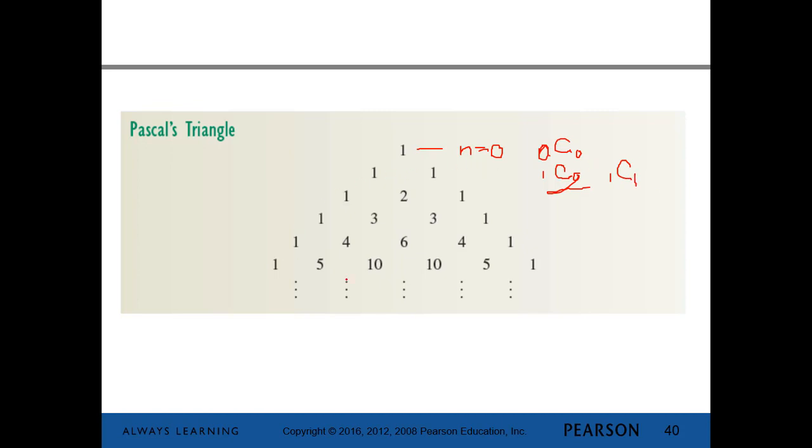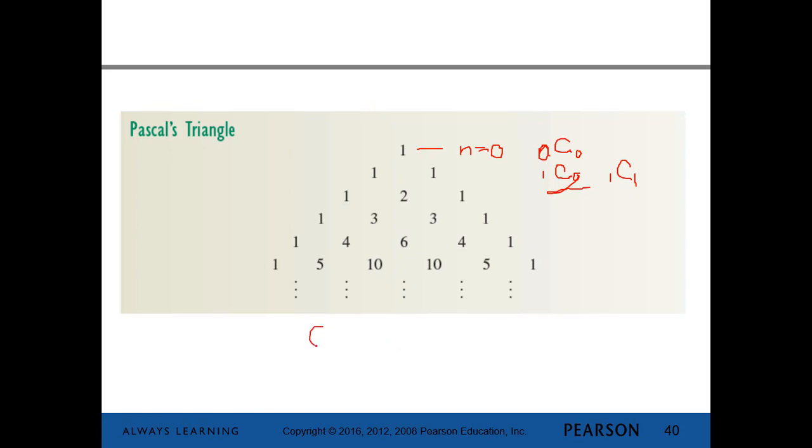Each row is n equals 1, n equals 2, n equals 3, n equals 4, and n equals 5, and it gives you all of the different combinations. So this would be 5 choose 0, 5 choose 1, 5 choose 2, 5 choose 3, 5 choose 4, and 5 choose 5. I told you this in class, but it bears repeating. This is what's known as Pascal's triangle.